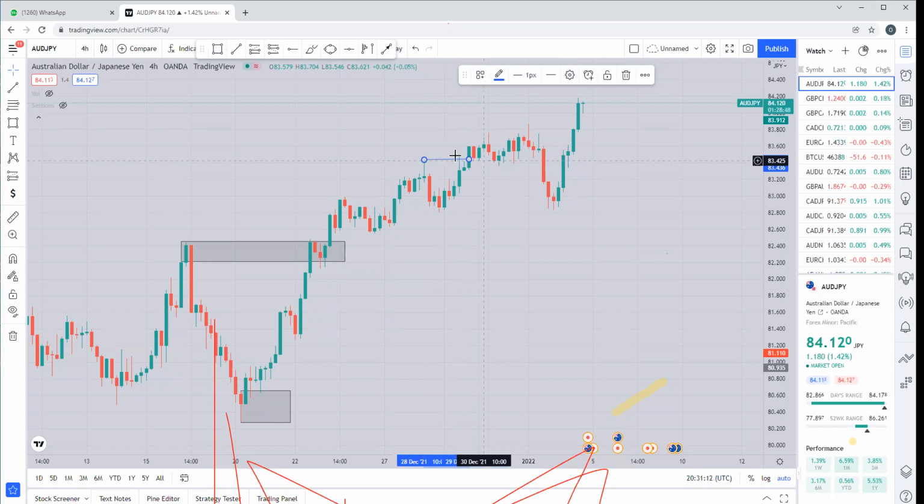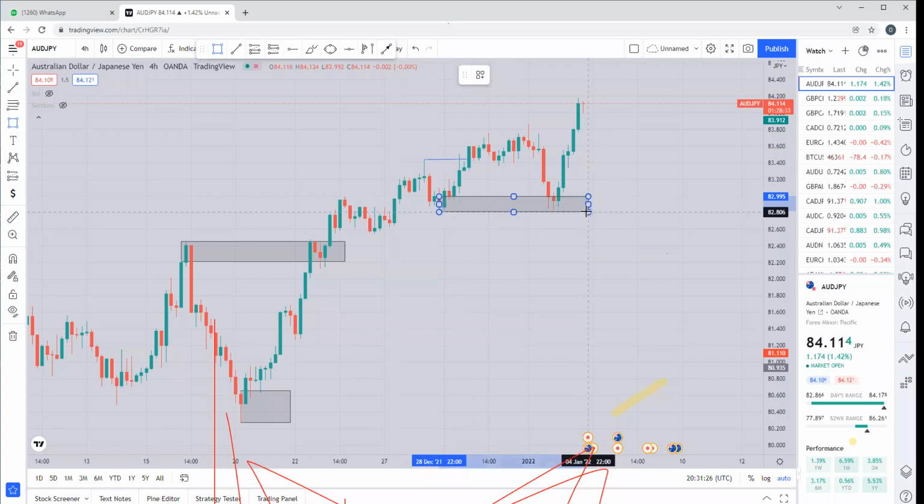Every time the market breaks out of a liquidity zone, all you need to do is wait for the market to come back to the origin of that zone. Anytime the market comes back to the origin of that zone, that is going to be your entry.